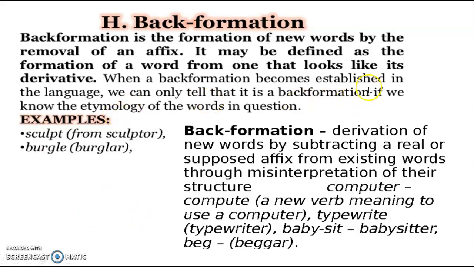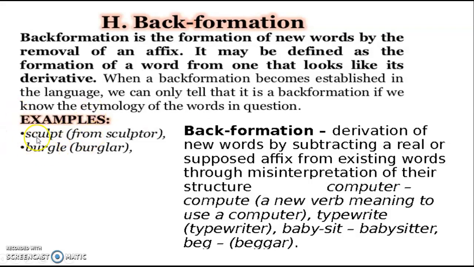When a backformation becomes established in the language, we can only tell that it's backformation if we know the etymology of the words in question. So over here, we need to have clear the meaning of the word when we do backformation, because we are eliminating suffixes and prefixes, and you remember that they give you specific information. They change the grammatical category of the word, or they indicate tense or gender or number. So if we do backformation, we need to know specifically the root word. What is the meaning of the root word?